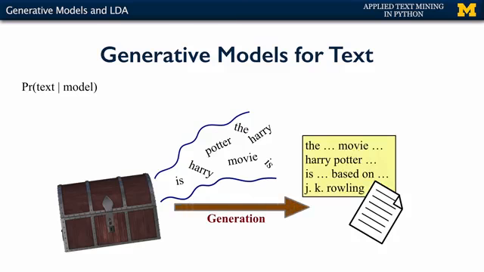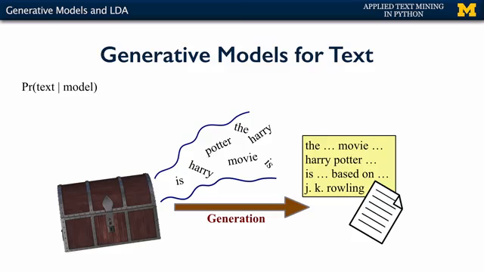And this document would be something like: the movie Harry Potter is based on books from J.K. Rowling. Now you see that in the generation process, you have a model that gives out words, and then you use those words coming from that model to generate the document. But then you could go the other way.